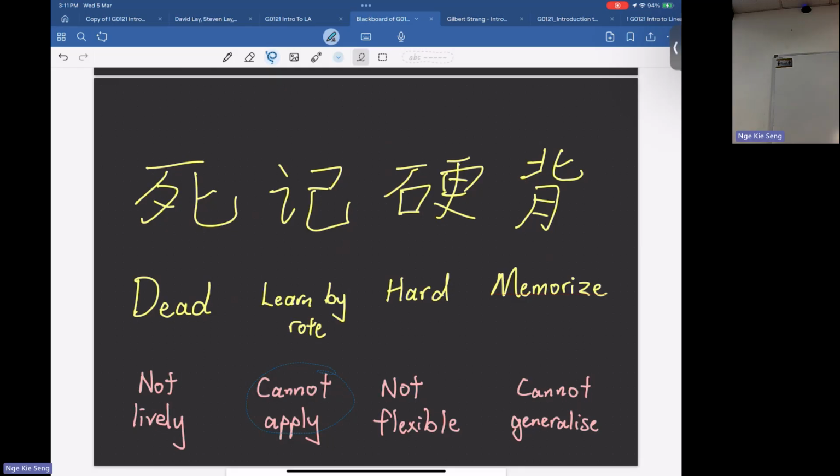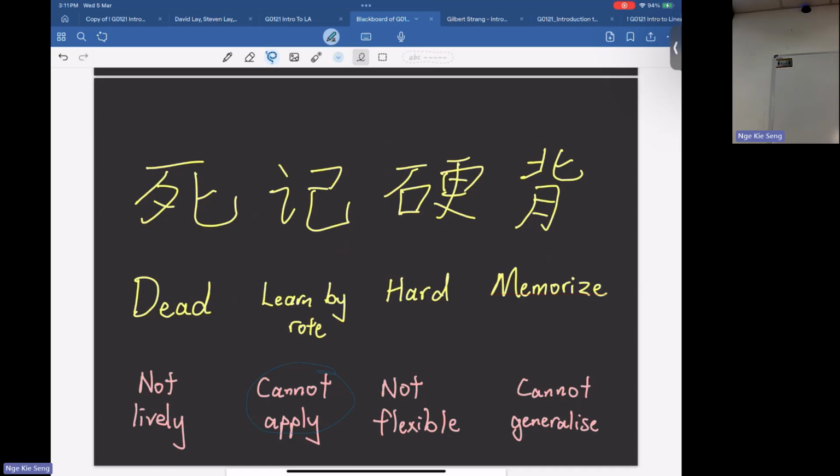The math I teach is not about memorizing. So what is 死记硬背? Maybe for some non-Chinese students, I write out these words for you. If you don't like a lecturer, just tell him or her 死记硬背. What is this 死记硬背? There are four words here. First is 死. If you have heard about 死, it's not a good one. 记 is learned by rote.